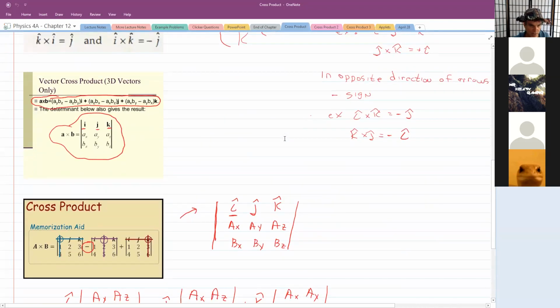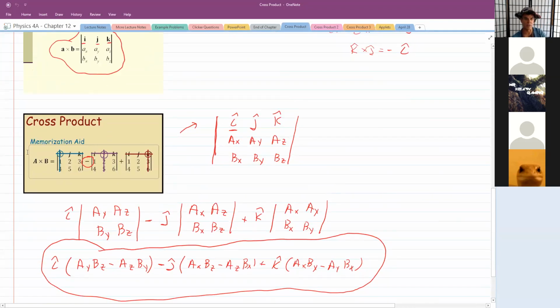And this gives you that memory technique for the cross product. So, I would take, so what you do is you write I, J, K along the top. Second row, you write the X, Y, and Z coordinates of the first vector. Bottom row, you write the X, Y, and Z coordinates of the second vector. And then you just use this memory technique.